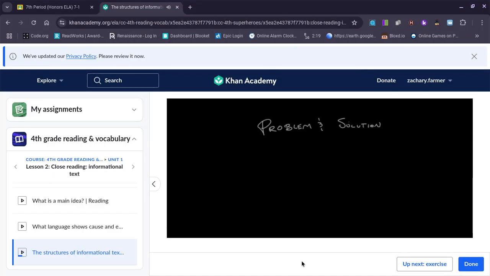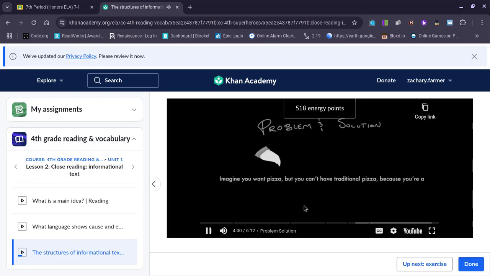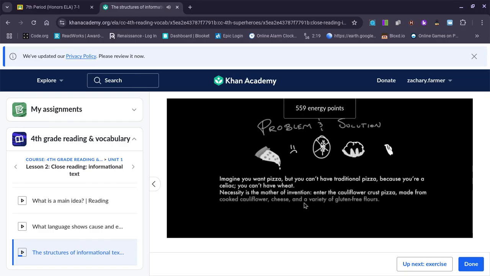Problem and solution. In this kind of text structure, the author describes a problem and then explains how that problem was solved. So imagine you want pizza, but you can't have traditional pizza because you're a celiac. You can't have wheat. Necessity is the mother of invention. Enter the cauliflower crust pizza made from cooked cauliflower, cheese, and a variety of gluten-free flours.